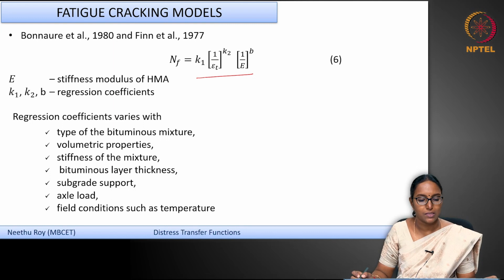The coefficient is named as B by Finn et al., where E is the stiffness of that bituminous mixture or hot mix asphalt, written here as HMA, and K1, K2 and B are the regression coefficients.